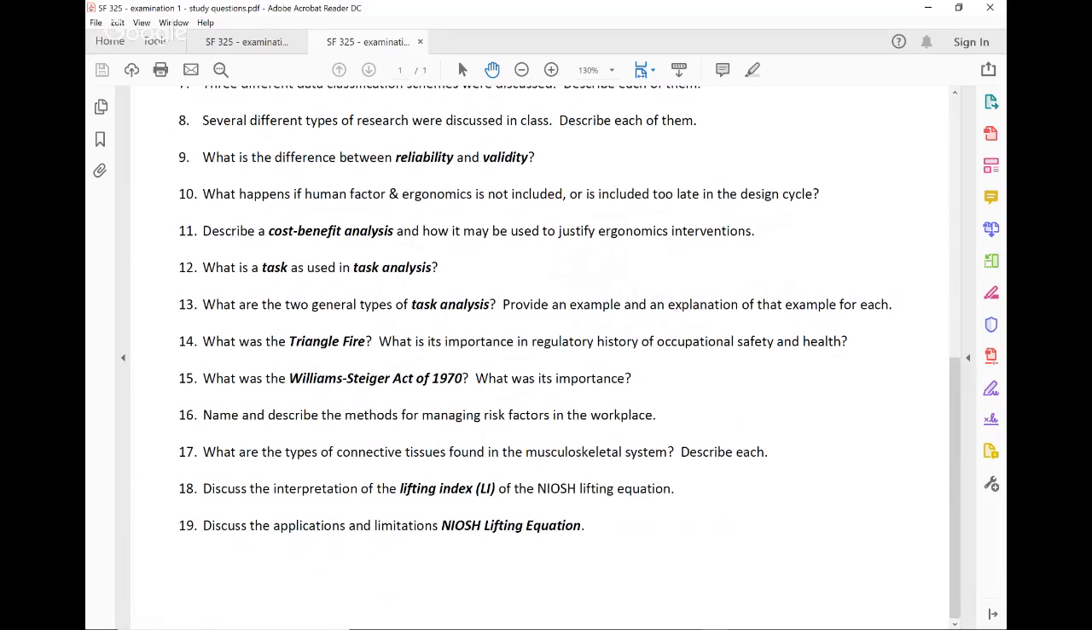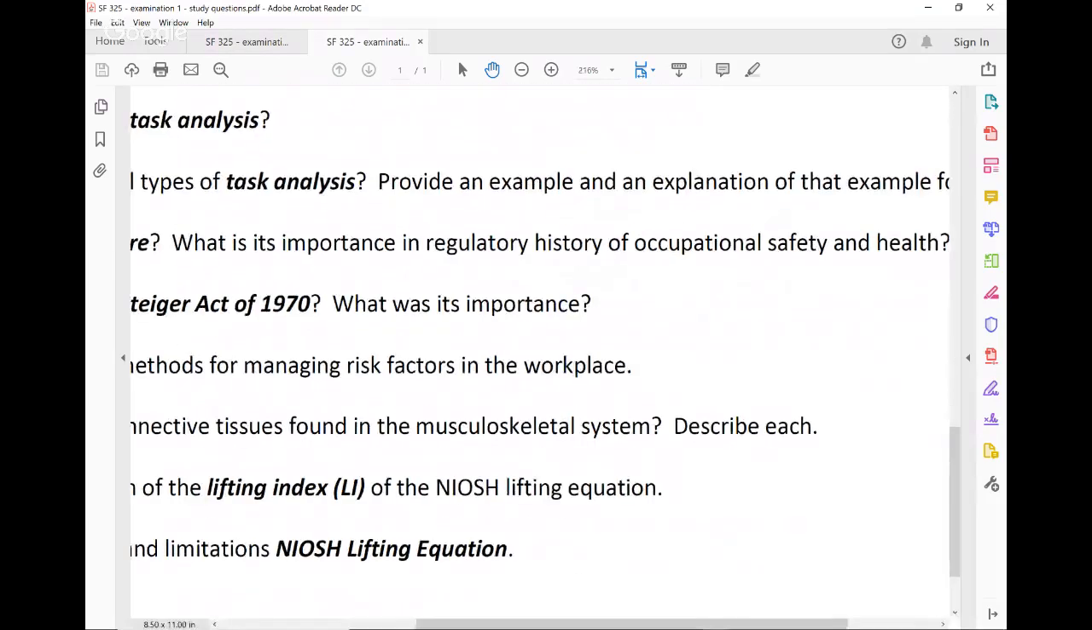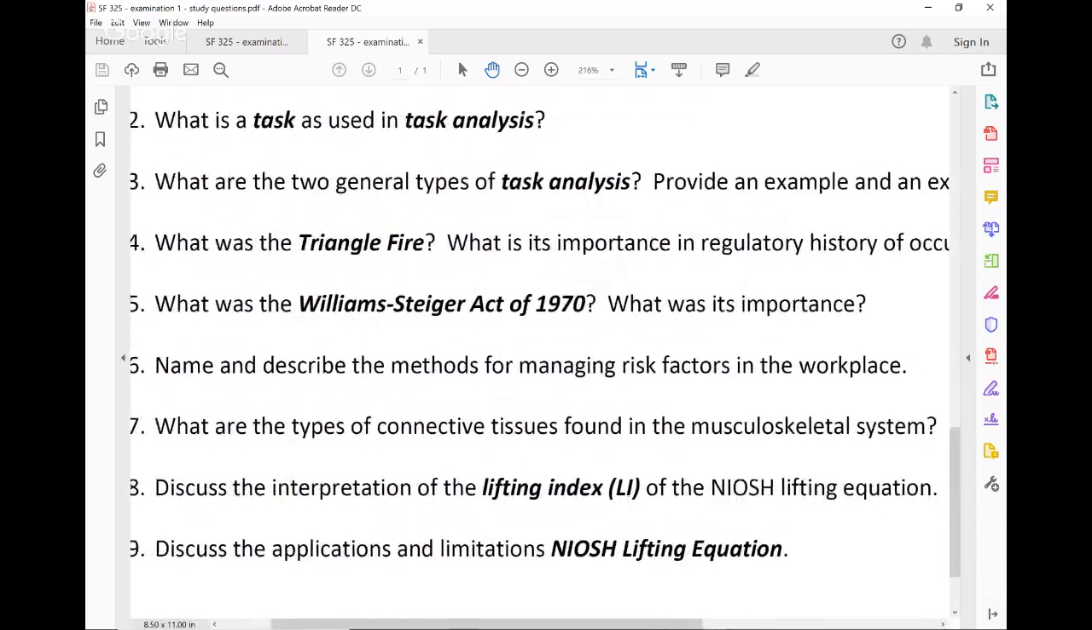18 and 19 here. Can't really scroll down anymore, but down here at the bottom, see, I can go a little bit.